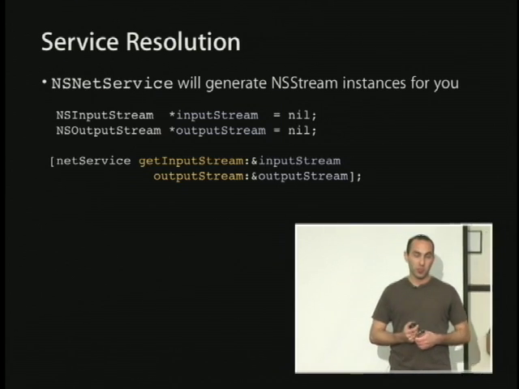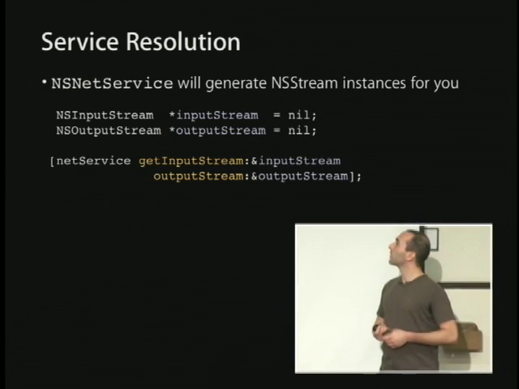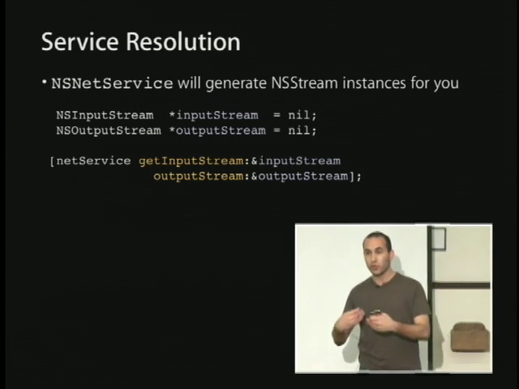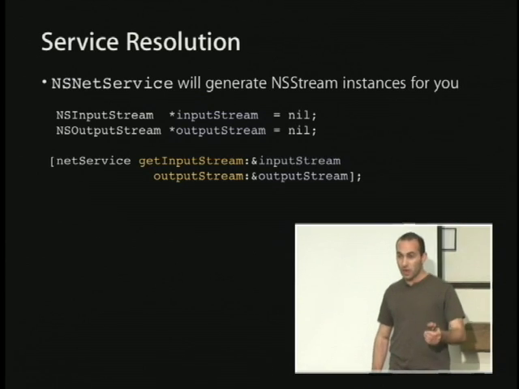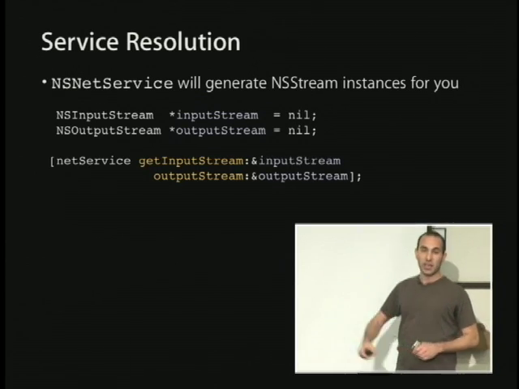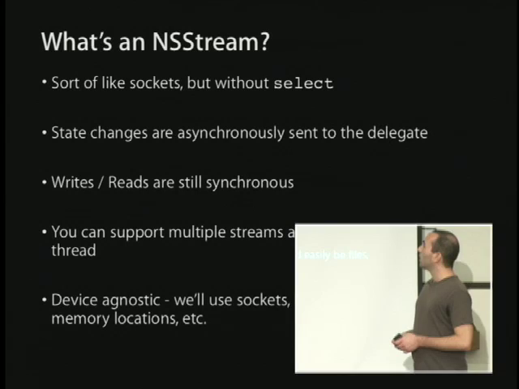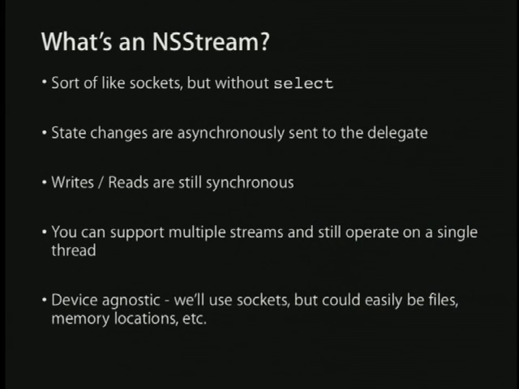So this is it. You have two variables, input stream and output stream. When you received a net service and you successfully resolved that net service, which means you got an IP address, you can go ahead and get the input and output streams so that you can send data back and forth. It's a lot like sockets. It's a little higher level.